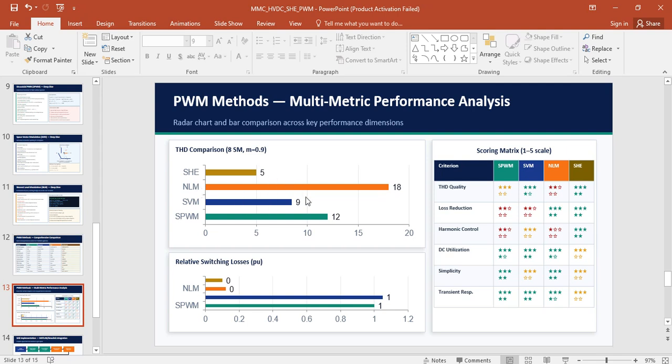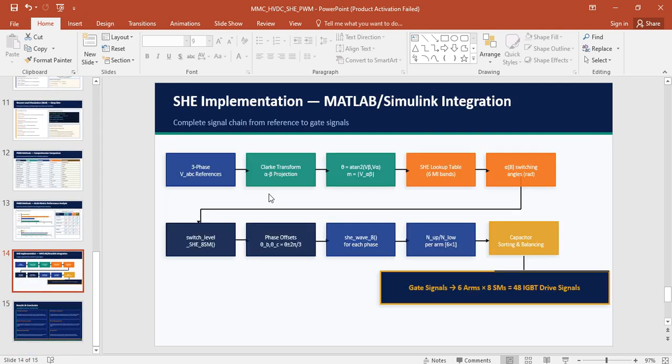So this is the comparison in the form of THD and the switching losses. You can see that the switching losses in the form of SHE are very low. And this is the overall Simulink implementation of this.